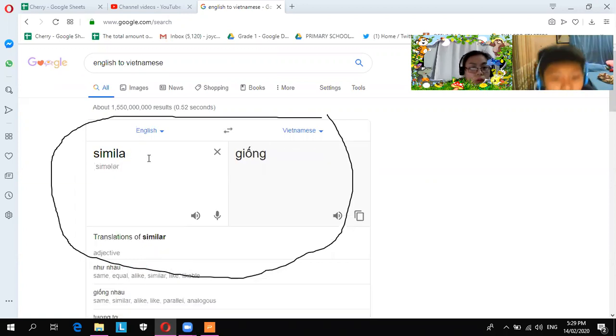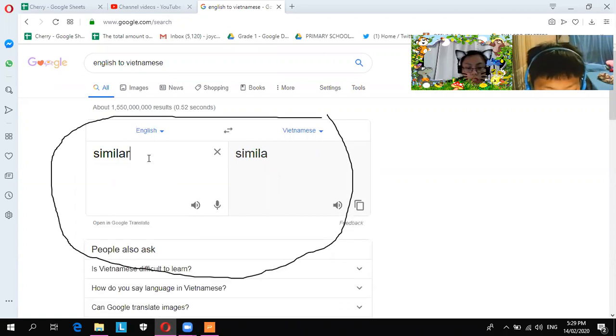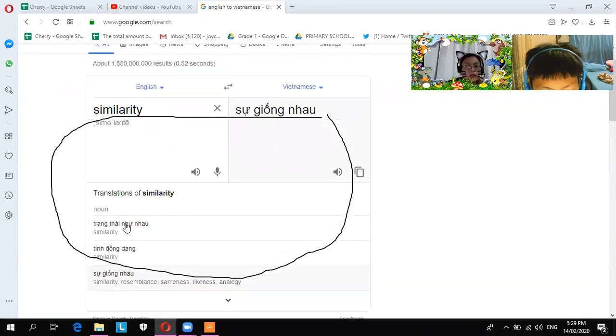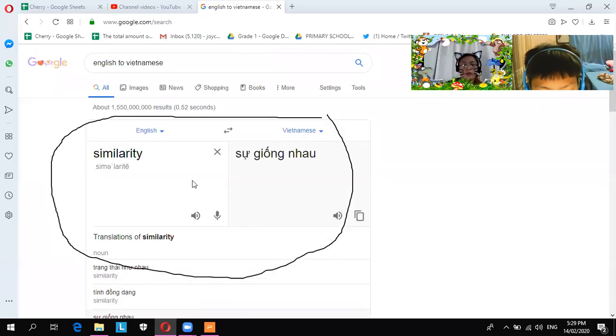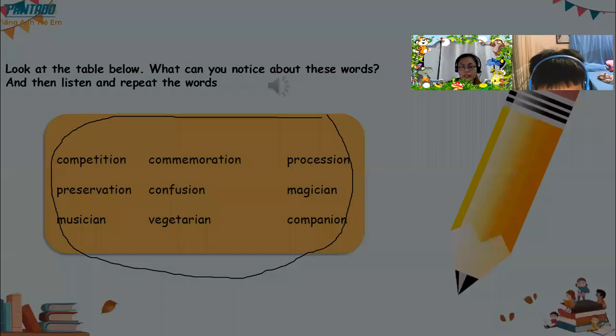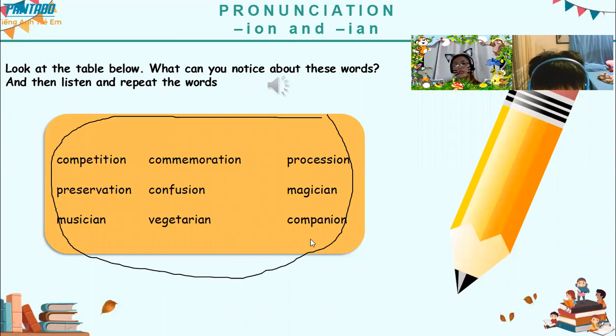The similarity? This one. Oh, it got another translation here. This is similarity. Okay. All right. So what is the similarity of these words?